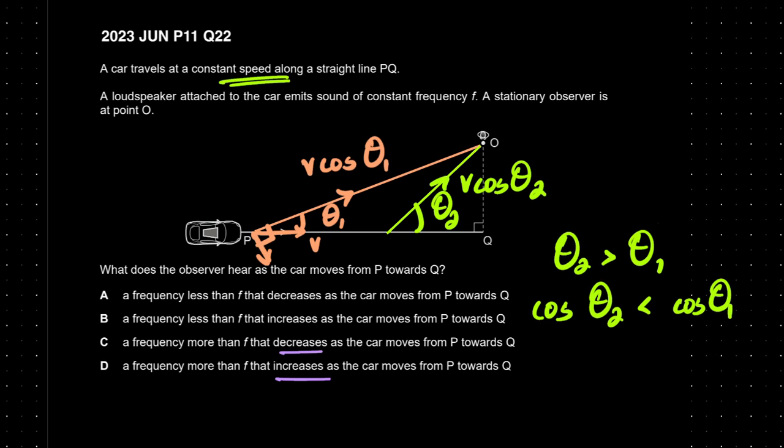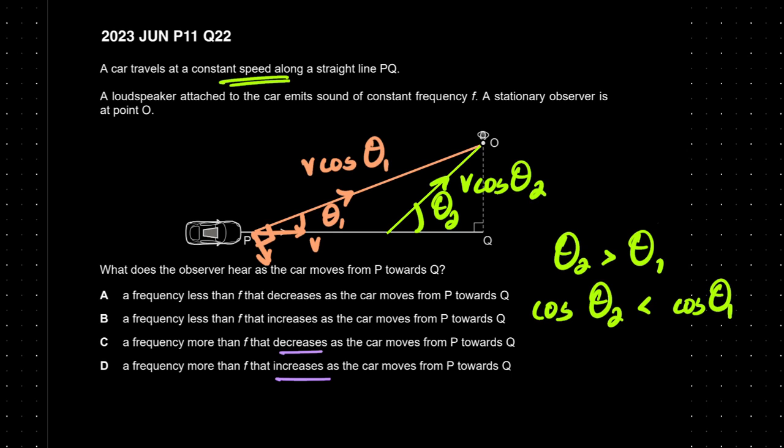Alright? With sine, the greater the angle, the greater is also the value of sine. But with cos, the greater the value of the angle, the less is the value of cos. You can do this in your calculator right now. Do cos 20, do cos 70, and you'll find out cos 20 is more than cos 70. Right? So because cos theta 2 is less, this velocity is also less as compared to what it was.